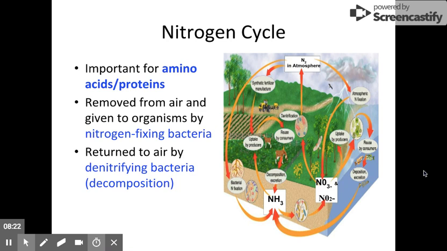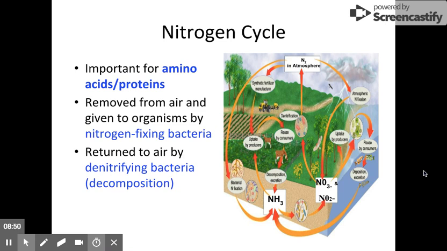Most nitrogen fixation is performed by bacteria, although lightning can actually fix nitrogen too. These bacteria live in the soil or in aquatic ecosystems. In either case, they're going to be able to convert that nitrogen gas into nitrates and nitrites, which are more usable forms of nitrogen that plants can uptake. When animals eat those plants, then they get their nitrogen. Decomposition then can return nitrogen compounds to the soil or aquatic ecosystems.